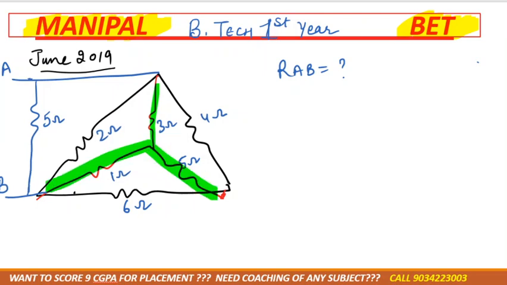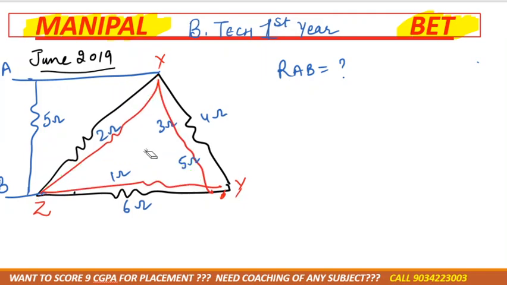Always mark the points. Like this is X, this is Y, and this is Z. A star is connected between X, Y, Z, so delta must also be connected between X, Y, Z only, like this. And you can use the star to delta formula and then you can get the values, right?